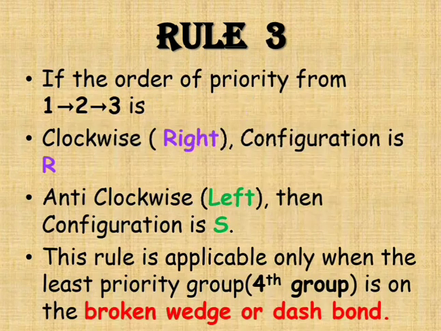The third rule is to check the orientation or order of priority from 1 to 2 to 3. If the order is clockwise or right, then the configuration is R. If the order is anti-clockwise or left, then the configuration is S. How to remember this? R for right and R for R configuration. You have to remember that this rule is only and only applicable when the least priority group or the fourth group is on the broken wedge or the dash bond.